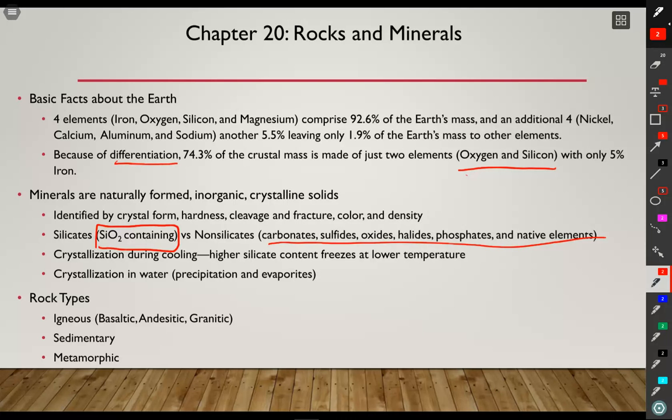Okay, so many things crystallize in water if they're non-silicate. That would be things like calcite crystallizes in water. Sapphire, as I told you, crystallizes in water.